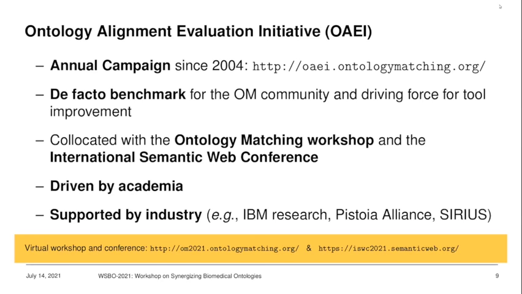It has been mostly driven by academia and the semantic web community, and this is why the Ontology Matching workshop is co-organized annually with the International Semantic Web Conference. But it has also been supported, at least recently, by industry, and examples are IBM Research, Pistoia Alliance, and SIRIUS.